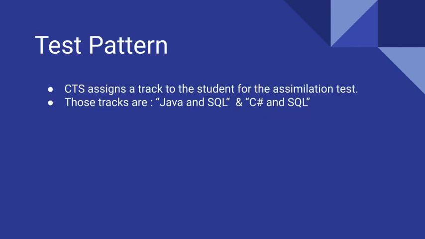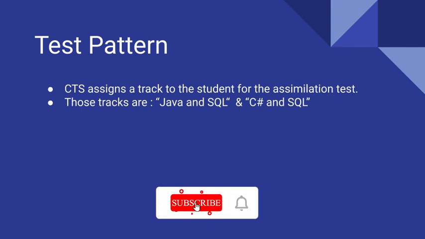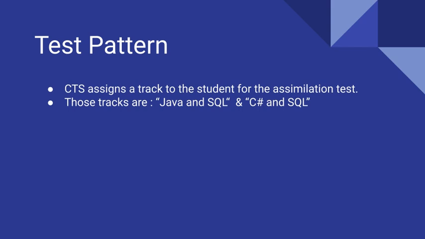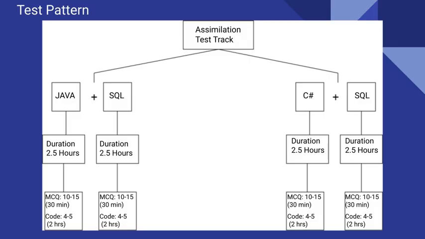So now we will talk about the test pattern of this assimilation test. So first of all, CTS assigns a track to the student for the assimilation test, and those tracks are Java and SQL and C# and SQL. So between those two tracks, CTS will assign one to you. You can get Java and SQL or C# and SQL, and you don't have the liberty to choose any one. Cognizant will do that according to their business requirement.